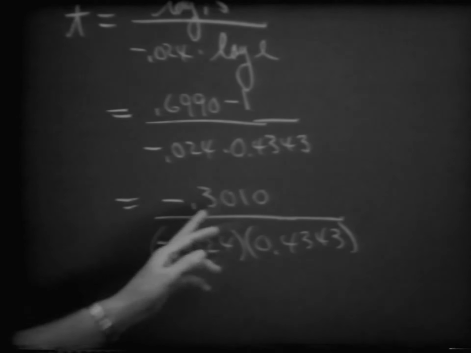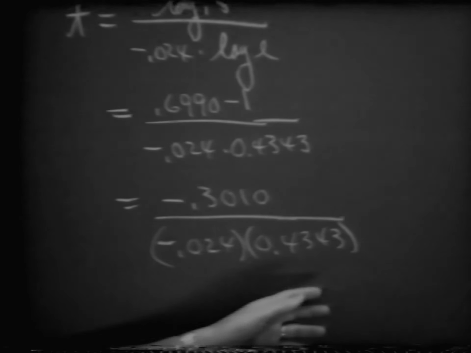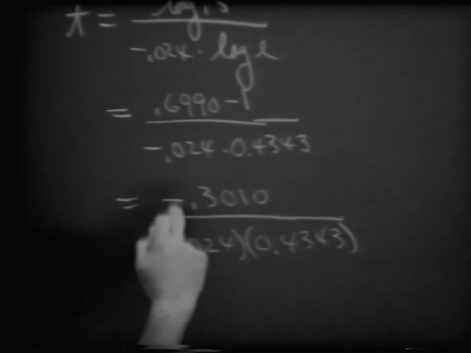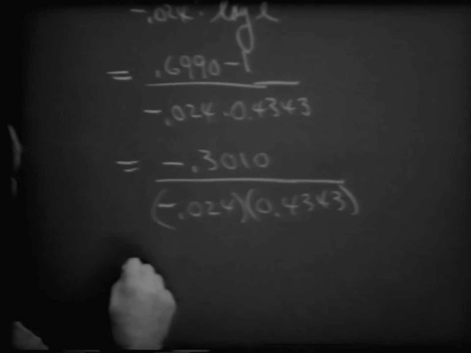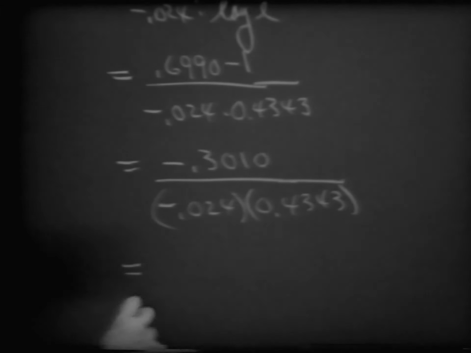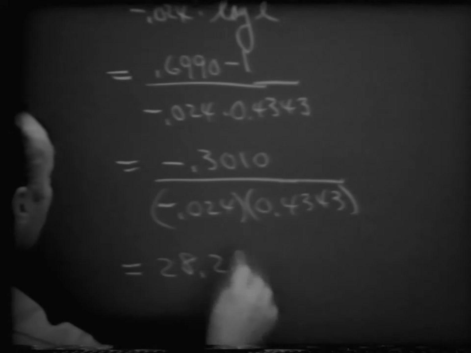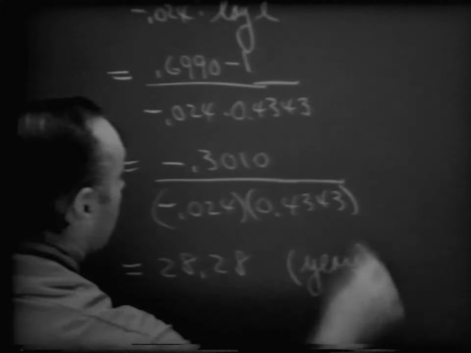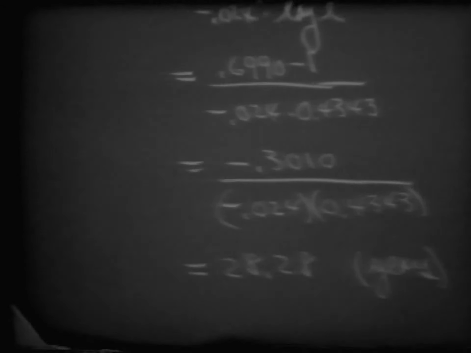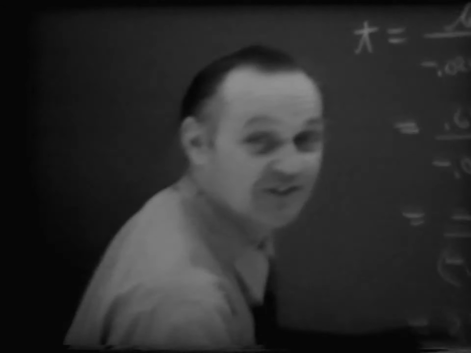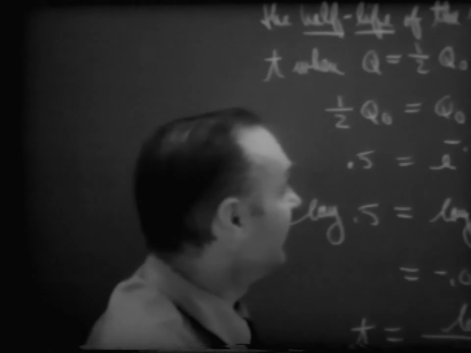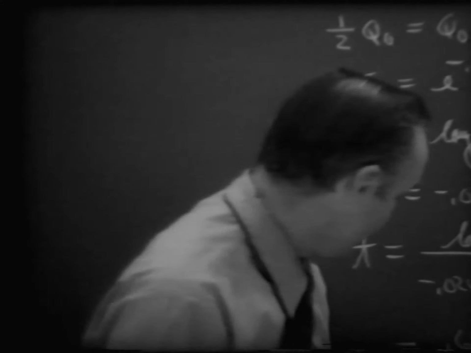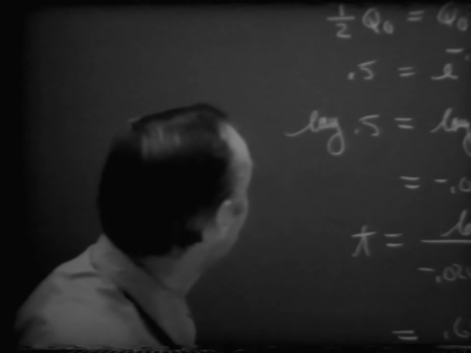We can take the logarithm of the numerator and the logarithm of these two numbers and continue in that fashion. I don't want to take the time to do that. A negative number divided by a negative number is positive, and I have already done this calculation, and it turns out to be 28.28. And this number is in years, all right? So our isotope then is going to require 28.28 years before it is half of what it originally is. Yes. All right? And so this is exactly what we end up with by this method.